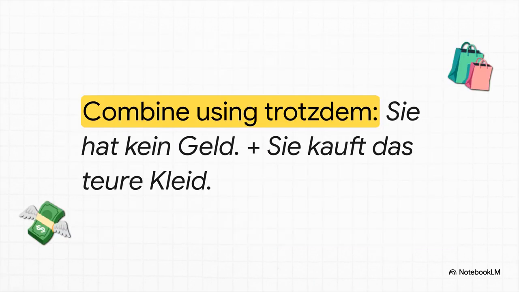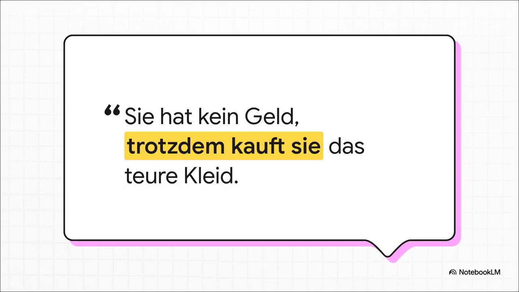Okay, let's try one more. She has no money. But despite that, she buys the expensive dress. This is definitely an unexpected twist. So for this one, we'll use trotzdem. Take a second. How would you build that sentence? And the answer is, sie hat kein Geld, trotzdem kauft sie das teure Kleid. Once again, trotzdem is in position 1, and the verb kauft immediately follows in position 2, right before the subject sie. See? It's the same pattern every time.